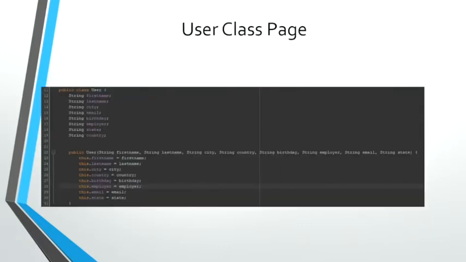Here is our user class page. We use this page to contain our getters and setters, so we can get our first name, last name, city, email, etc., and then get them or set them to the variables first name, last name, city, country, birthday, etc.